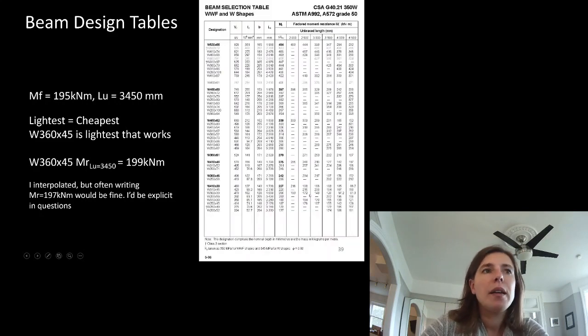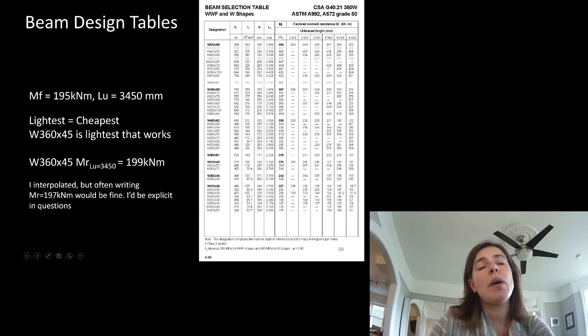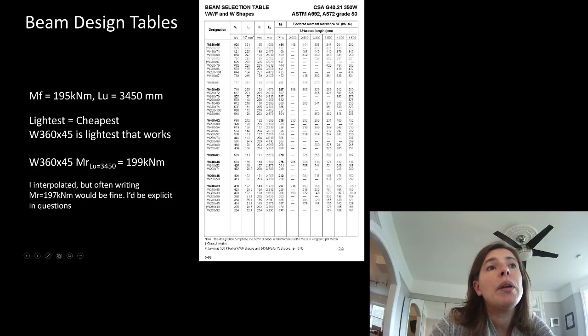Let's interpolate, because if we look, we can see that we have the 3 meters and the 3.5 meters for our W360 by 45, which is where? Right, it's right here. So our W360 by 45 is right here. And at 3 meters, it has 217 kilonewton meters of capacity. And at 3.5 meters, it has 197 kilonewton meters capacity.